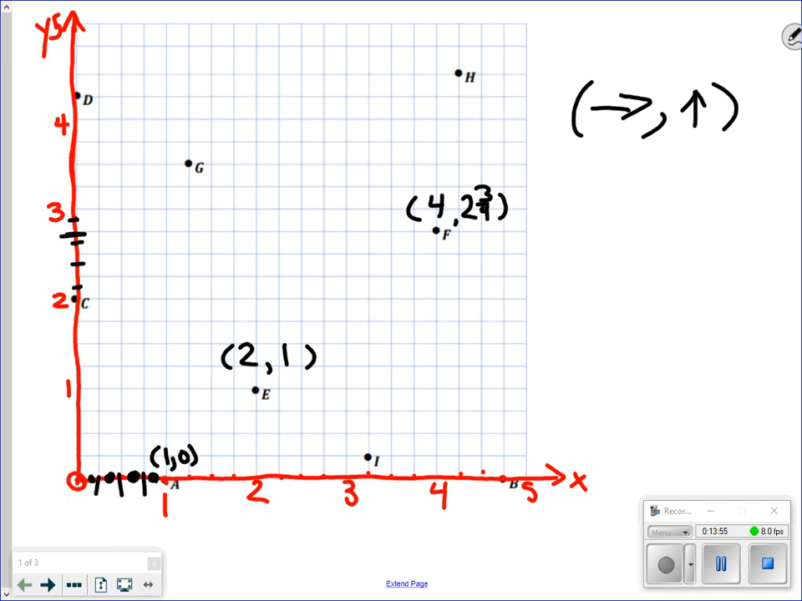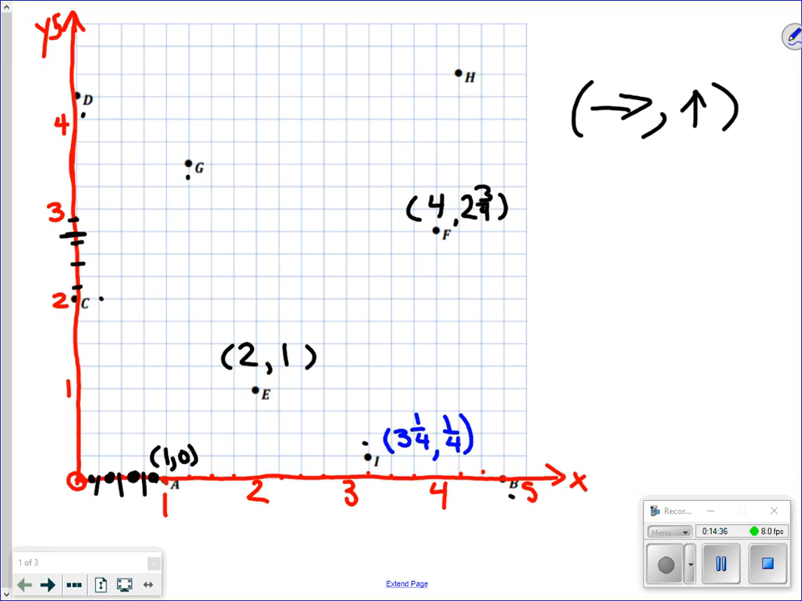Okay, so I want you to write the coordinates for the other points. So we've got B, C, D, G, H, and I. So write the coordinates for those points. What is the coordinate of I? 3 and 1/4 and 1. Yes, you got it right. So 3 and 1/4 and up 1/4.